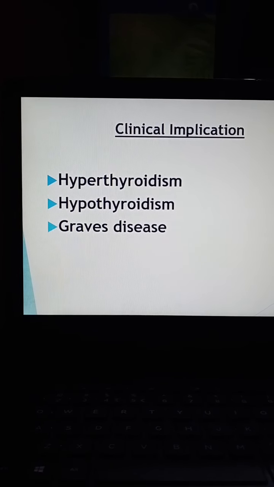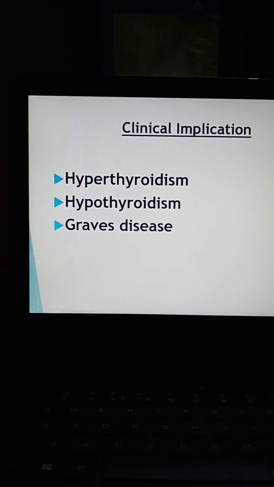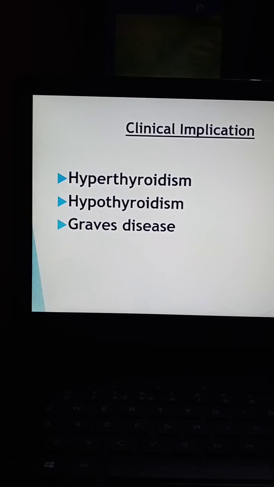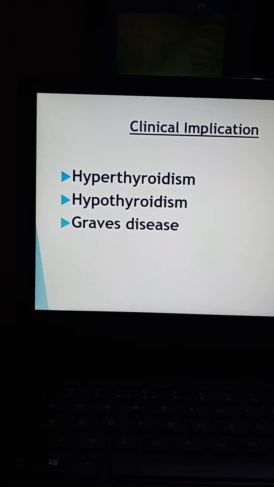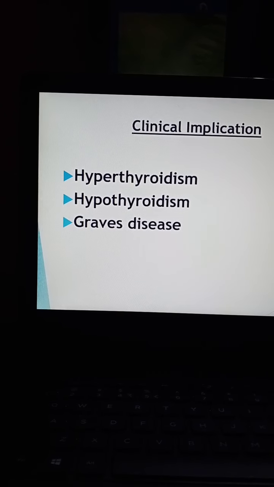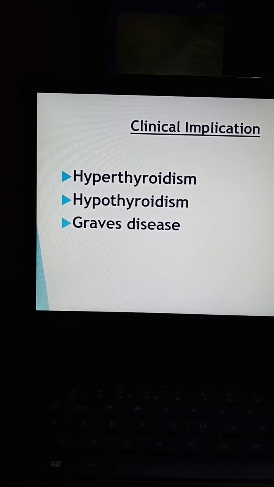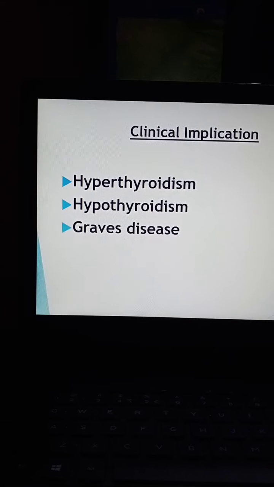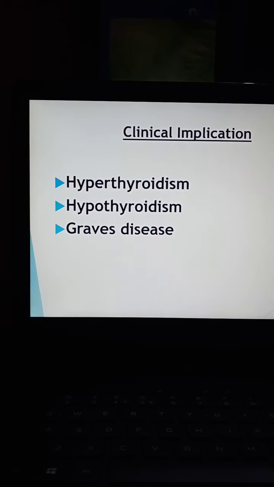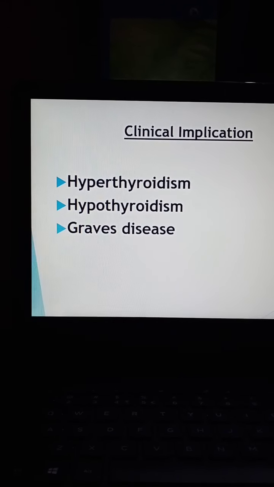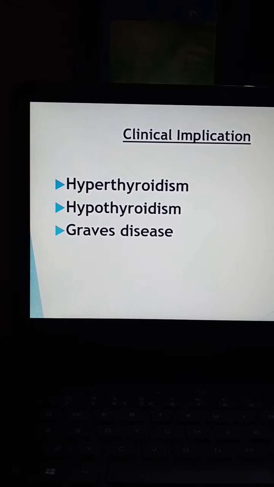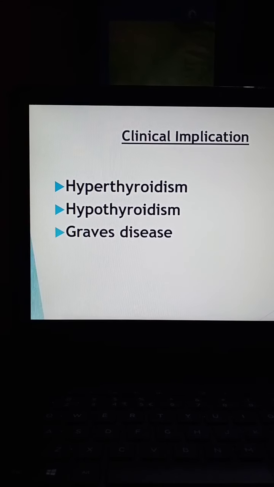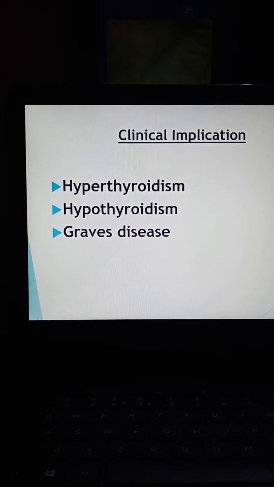In hypothyroidism, according to the age at which it occurs, this condition is divided into two. Number one, cretinism. Cretinism is congenital hypothyroidism where the development of the child is hampered. Because it is congenital, it occurs in infants where the development of the child is hampered. But when hypothyroidism occurs in adults, the condition is called myxedema.